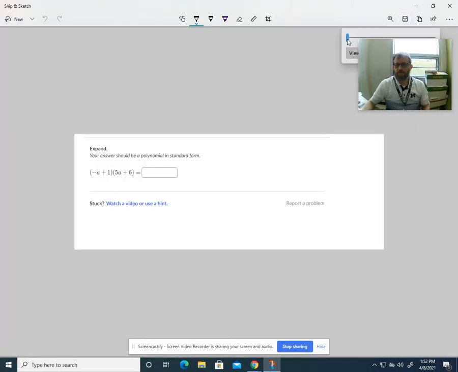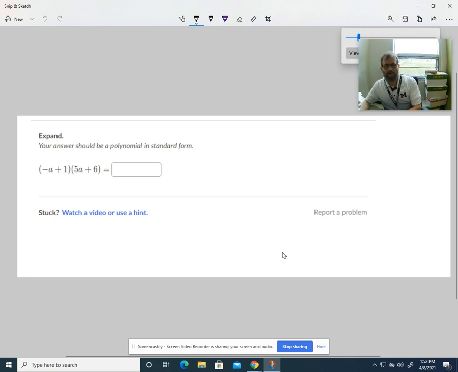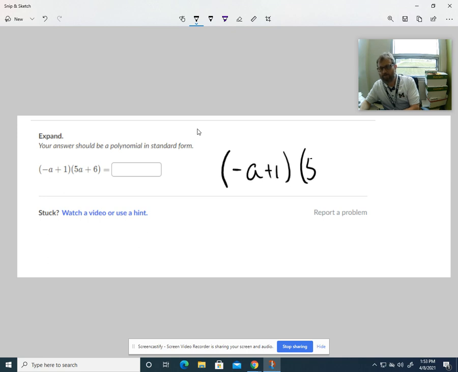Again, we're just distributing. So we're taking negative a plus 1 times 5a plus 6. Negative a times 5a is negative 5a squared. Negative a times 6 is negative 6a. 1 times 5a is positive 5a. 1 times 6 is 6.